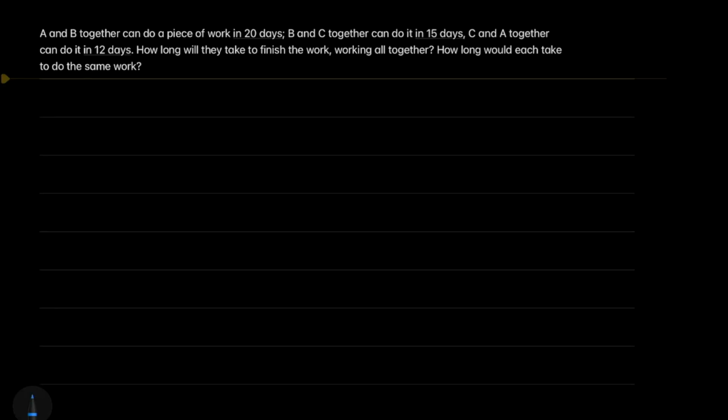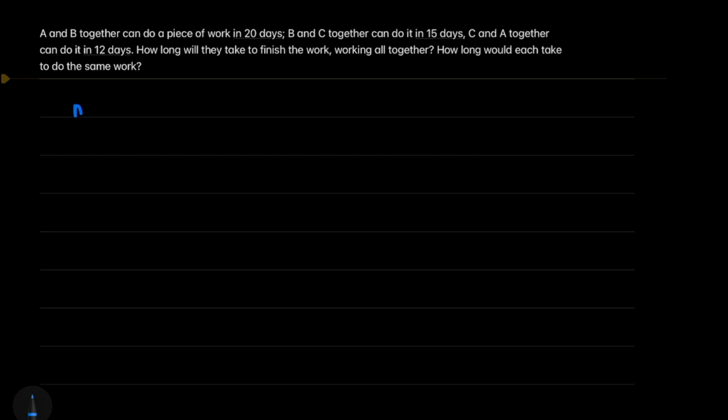So now we have this question where we have been given how everyone can do their work together and how much time it takes. So A and B together can do a piece of work in 20 days. B and C together do it in 15 days. And C and A together do it in 12 days. So we have to find out how long they will take to finish the work working all together. And we also need to find out how long each of them would take to do the same work. So we need to understand what is being asked and what is being given.